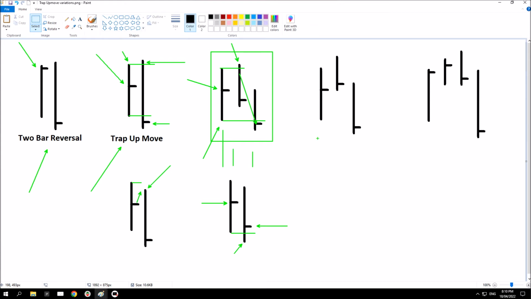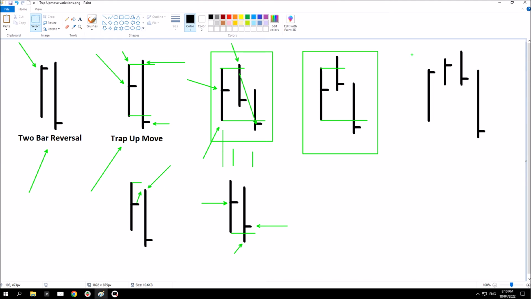But just be aware that even though it's called a 2-bar combination, whether it be a 2-bar reversal or a trap up move, these things can take place over varying amounts of bars. It's only the textbook fashion that happens over two perfect bars. So in the real world, you don't always get the textbook example of the principle you're looking at. The real world's a bit different.